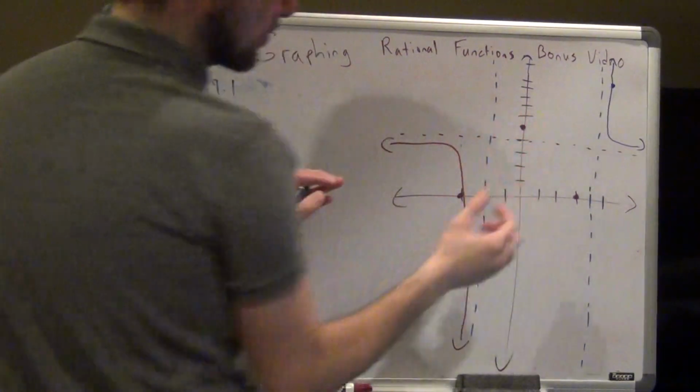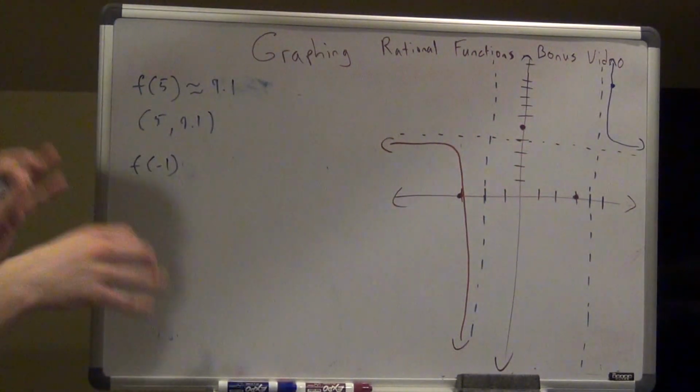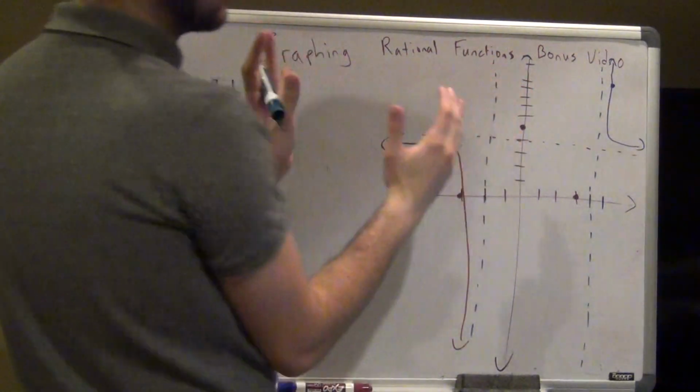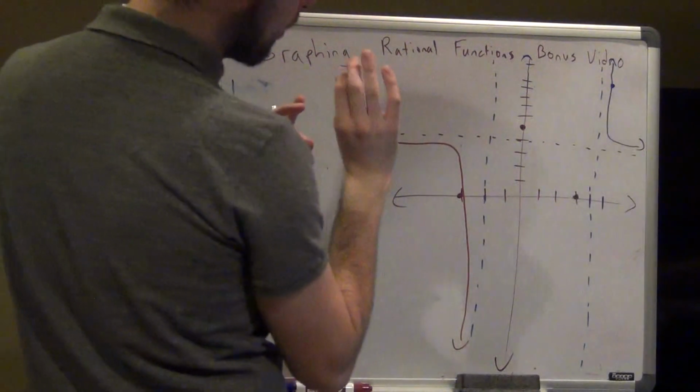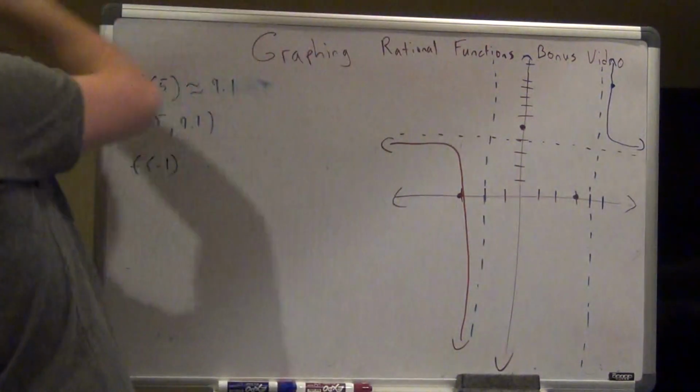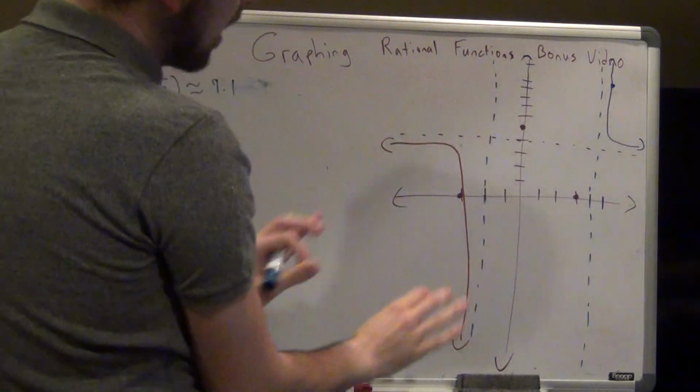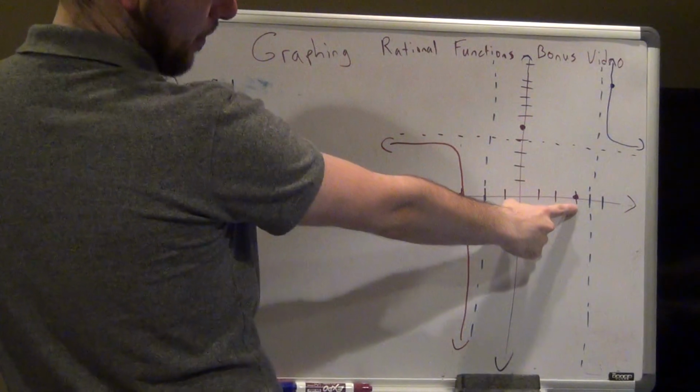I have my y-intercept like I had in the last problem, right in the middle of the two vertical asymptotes. Remember I said I wanted to find a point to the left and a point to the right. I already have a point to the right, 3, 0.